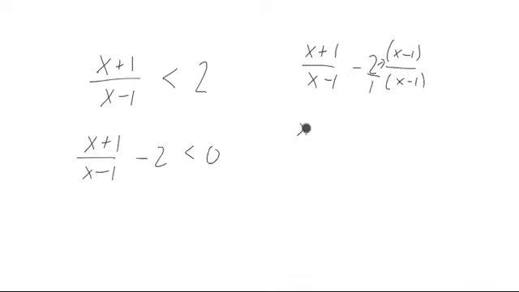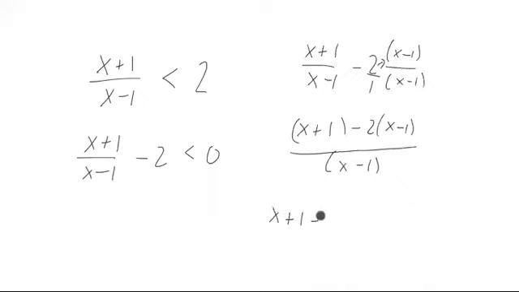Then you could think x plus 1 quantity minus 2 times quantity x minus 1, put that all over x minus 1. All right. Then we have x plus 1 minus 2x plus 2, and all that's over x minus 1. So then we get minus x plus 3 all over x minus 1.